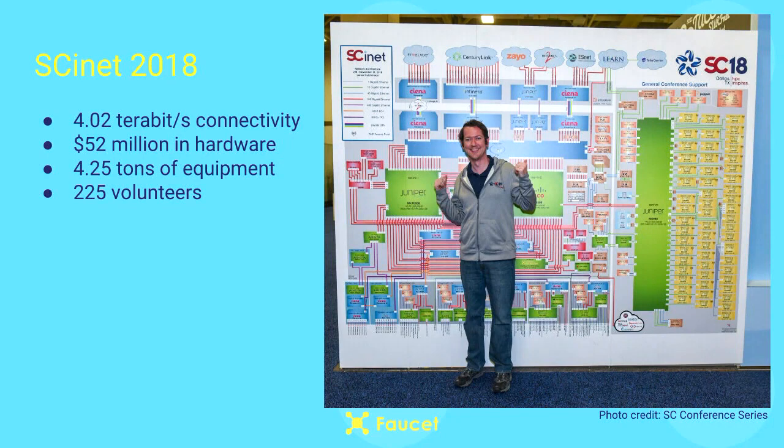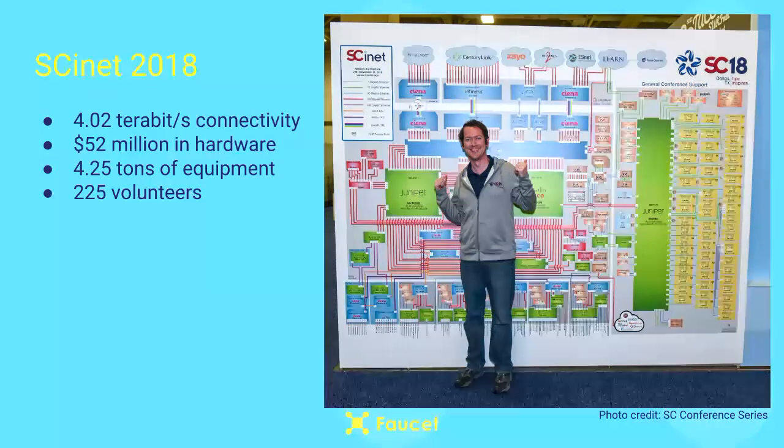So he was in charge of making this diagram behind him, all by hand. Every line on that diagram is either a 10G, 100G, or 400G link. Each box is a piece of equipment that someone had to look after. And all those red lines along the top are our internet connections. And this year we had 4.02 terabits per second of internet.